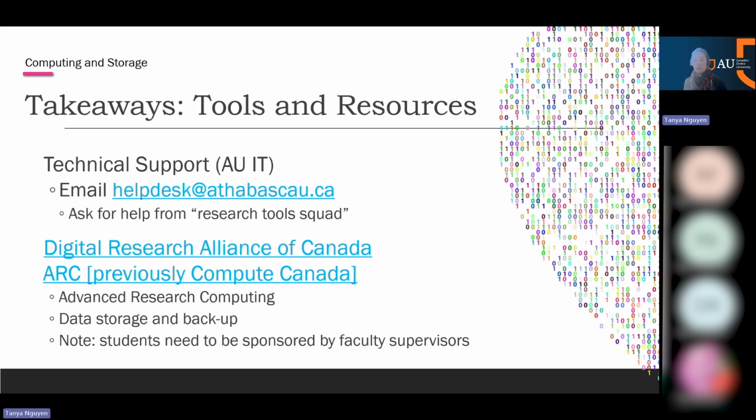Oh yeah, and another important thing is as you're filling out the ethics application for human participant research, you'll see in the application that they do recommend you to contact AUIT, and that's in tab 5 of the ethics application. And just let IT know that you're working on an ethics application, because that helps them know what type of questions you may have.